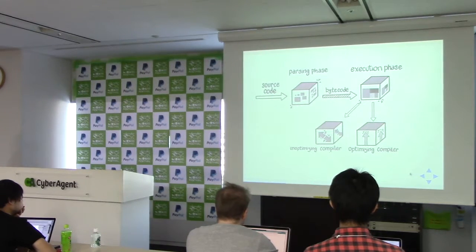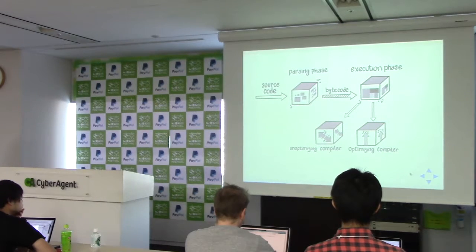The other one, the unoptimizing compiler, will create inline caches and will help collect type information.